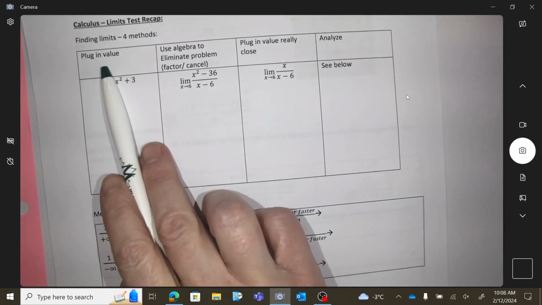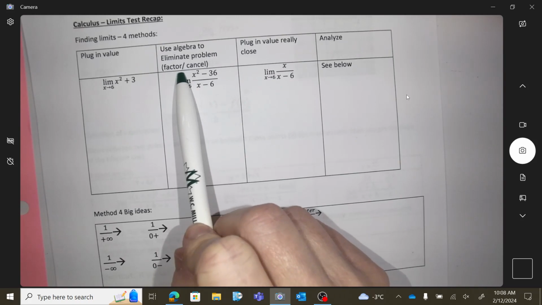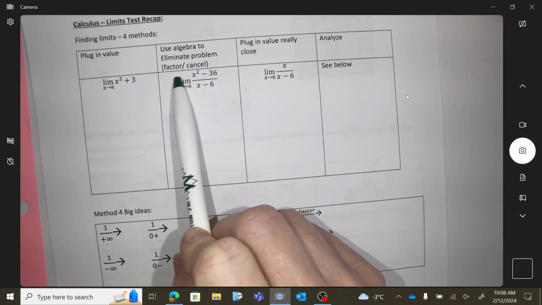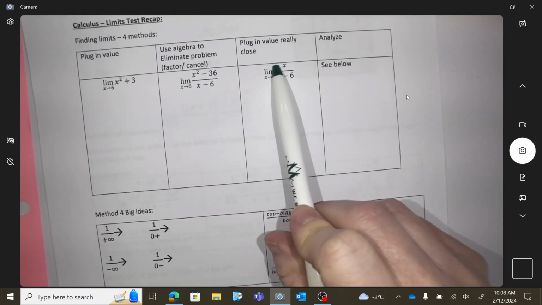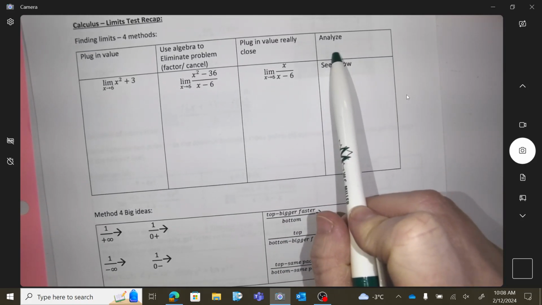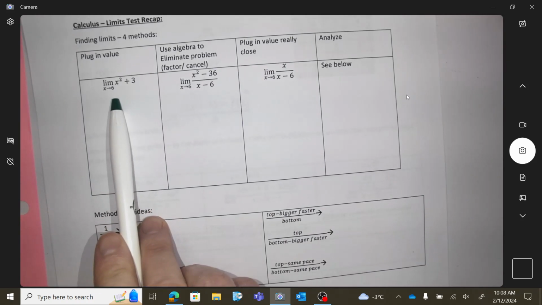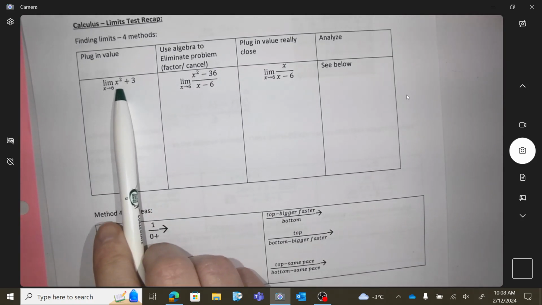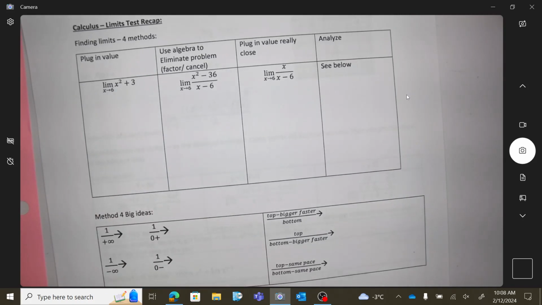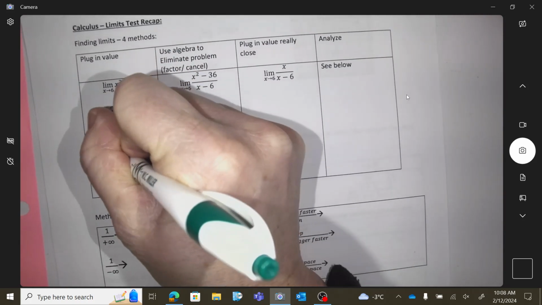So here's your strategies. Sometimes you can just plug it in. Sometimes you can use algebra to eliminate the problem, usually factoring. Sometimes you might plug in a close value, or you have to use your analyzing. Okay, so here's an example of plug-in. If I have an equation like this, I can just plug in 6. So 6 squared plus 3.